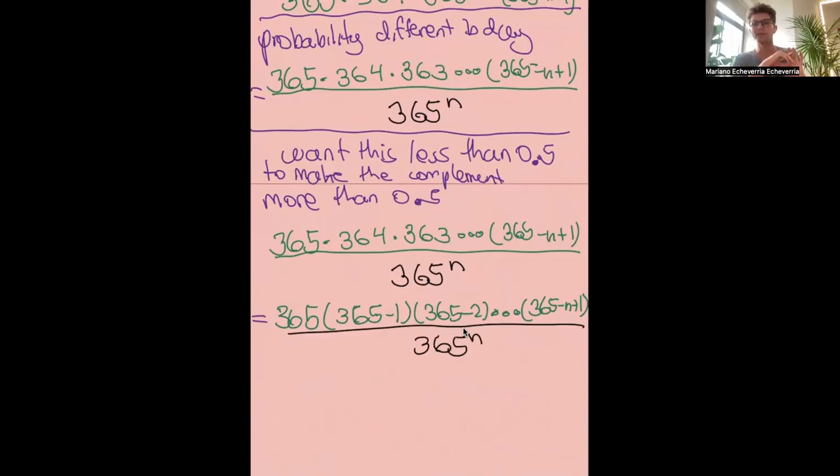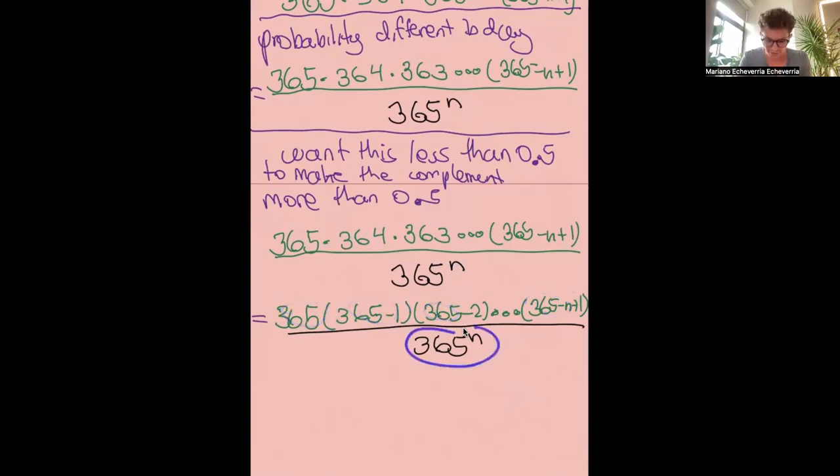So the first thing that I'm doing is kind of harmless, but it's actually very useful. I'm just rewriting each factor that appears in the product as 365 minus something. And then how many factors are there here? There are actually n factors, right? Because there's a group of n people. So there are n factors here.